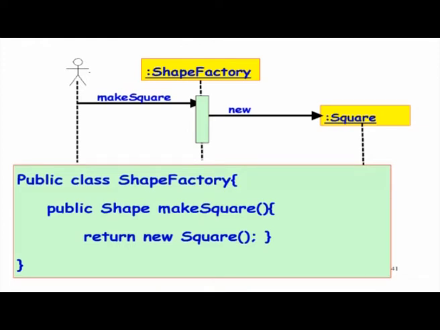This is another example. The user is invoking the make square here, and then it is calling the new method on the square. So, the SEP factory must support a make square. The make square method is a public method supported by the SEP factory class, and not only that, we can also infer that it is invoking new on the square object, the square class.